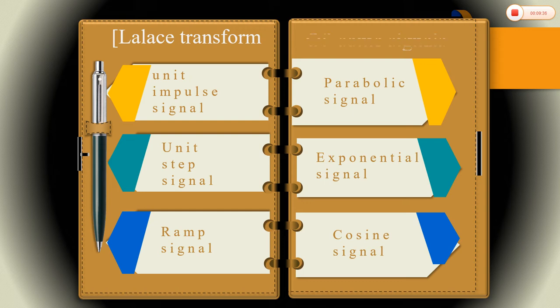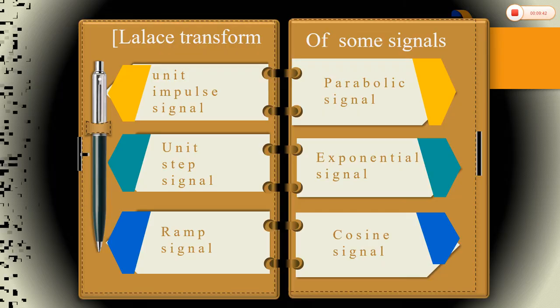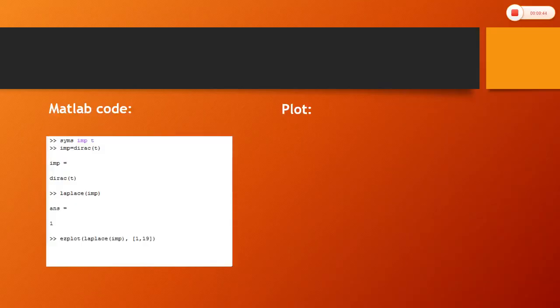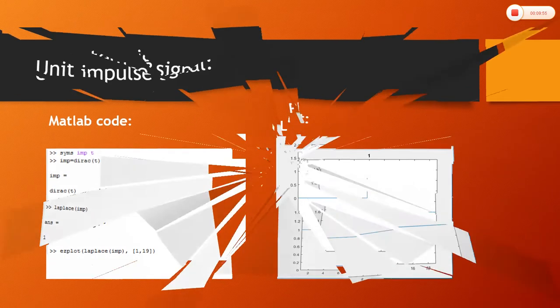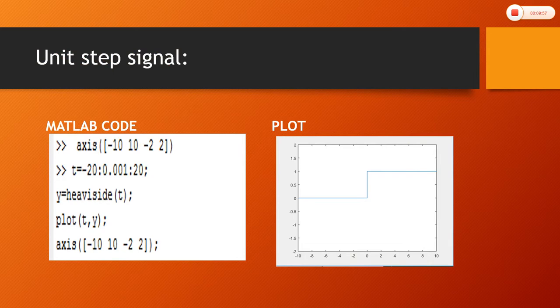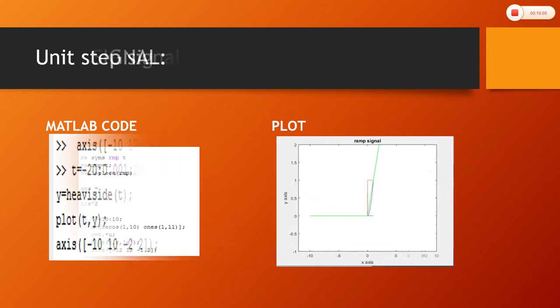Now let's find the Laplace transform of some signals, that is unit impulse signals, unit step signals, exponential signals, parabolic signals, cosine signals, and ramp signals. In order to find the plot of a unit impulse signal, all the coordinates are mentioned over here, and this is a plot of a unit impulse signal. In order to find the plot of a unit step signal, this is a plot of a unit step signal, and all its MATLAB code is written over here.